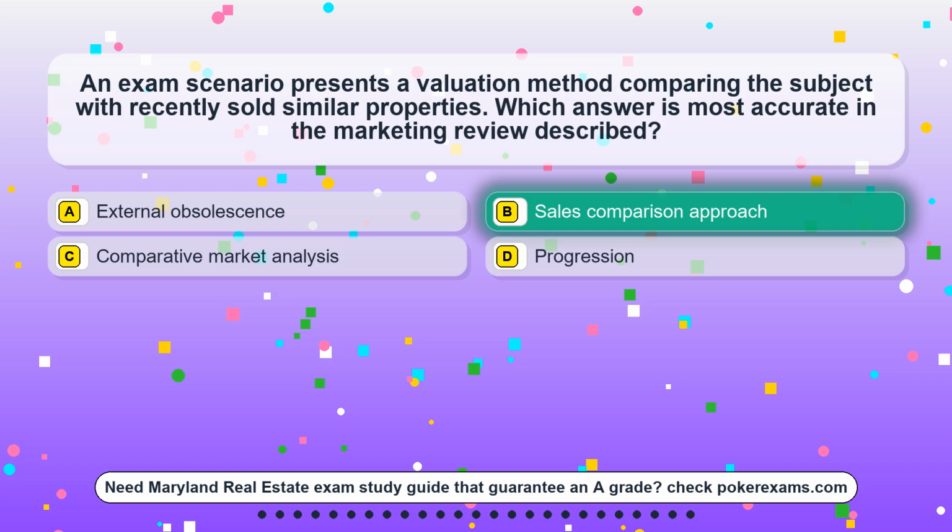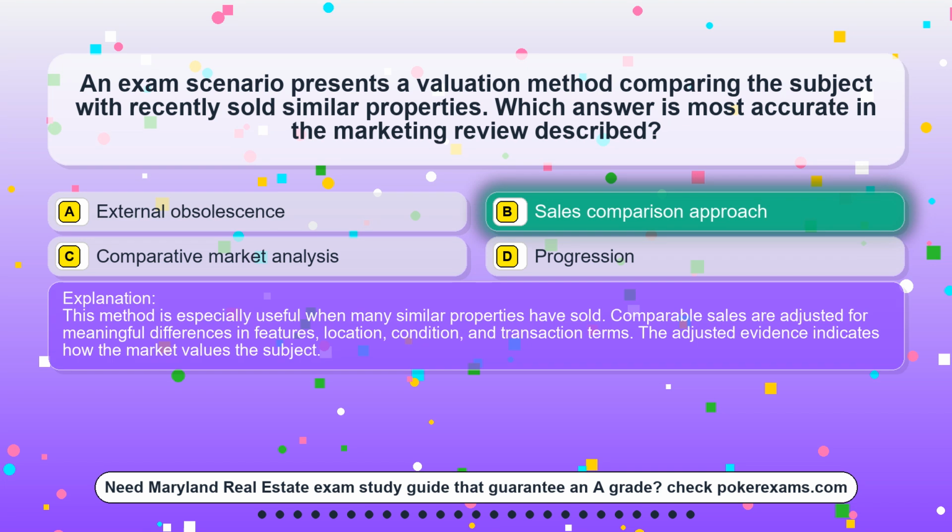The correct answer is option B, sales comparison approach. This method is especially useful when many similar properties have sold. Comparable sales are adjusted for meaningful differences in features, location, condition, and transaction terms. The adjusted evidence indicates how the market values the subject.